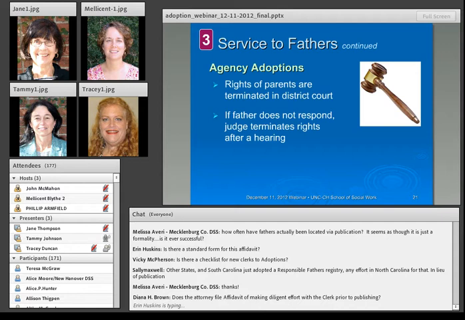And then moving on to agency adoptions, rights of the parents are terminated in juvenile district court. But if the father doesn't respond, judges terminate rights after a hearing. But please be careful with this. You're still reviewing, even if a district court judge has signed a termination of parental rights. You as the judge, the clerk under the adoptions, you have to also look at that TPR to make sure it's correct. Judges make mistakes too.